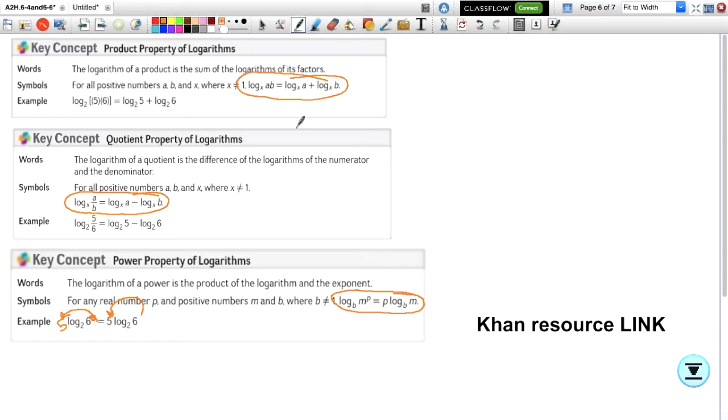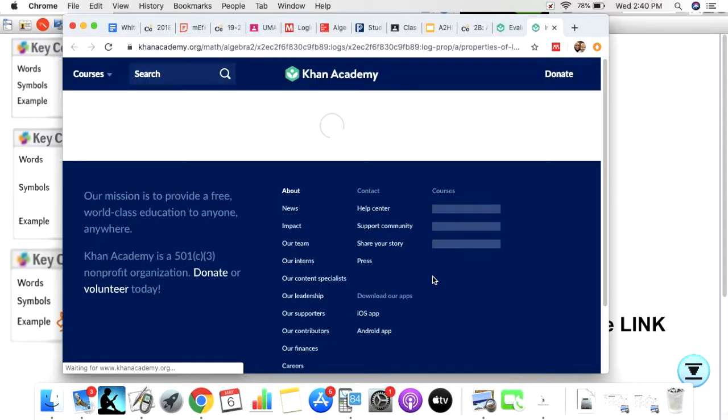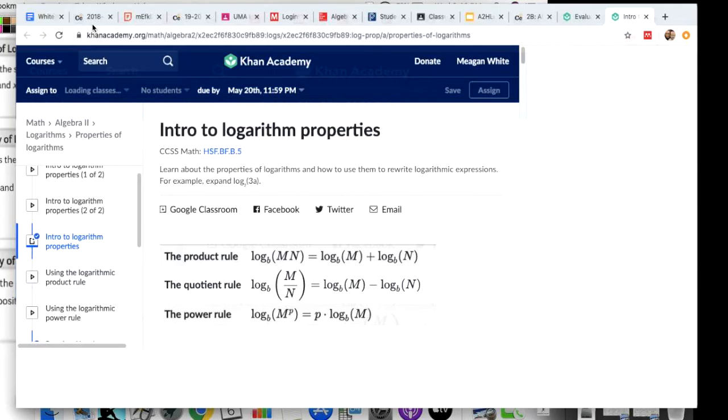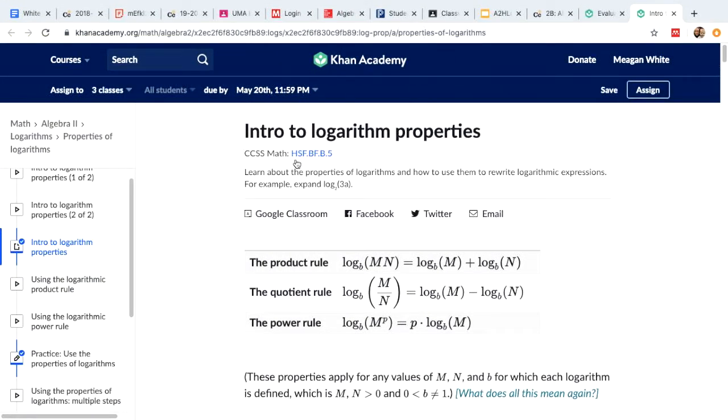So let's take a look at Khan Academy. It has a couple built-in practices. You are not going to do this part. It's separate from the practice that I have you doing afterwards. This is just to guide our conversation right now. Again, this is not your homework piece. This is just to guide our discussion. We have our 3 properties written here. Instead of using A and B, they used M and N. You're welcome to rewrite them in your notes with M and N if you like.